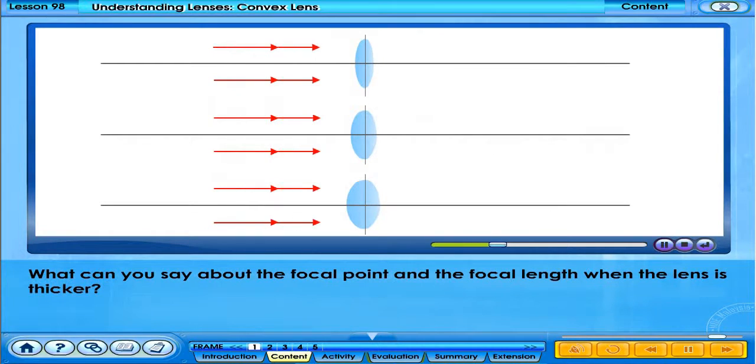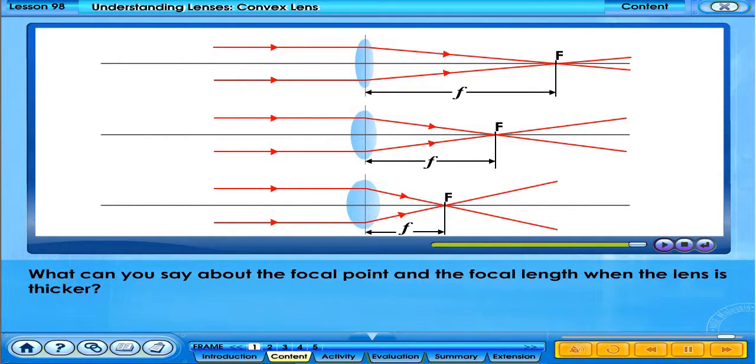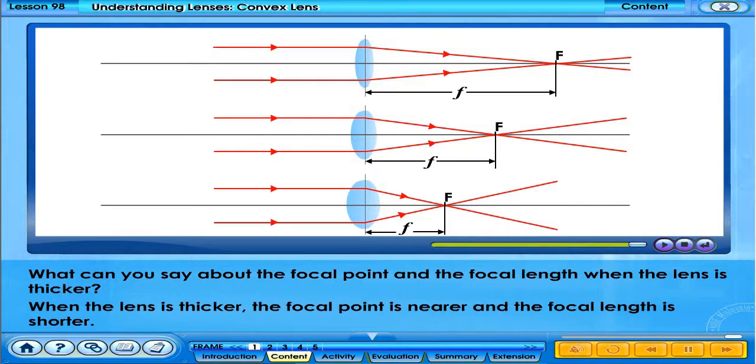What can you say about the focal point and the focal length when the lens is thicker? When the lens is thicker, the focal point is nearer and the focal length is shorter.